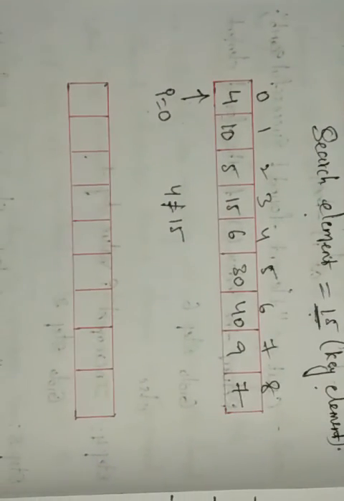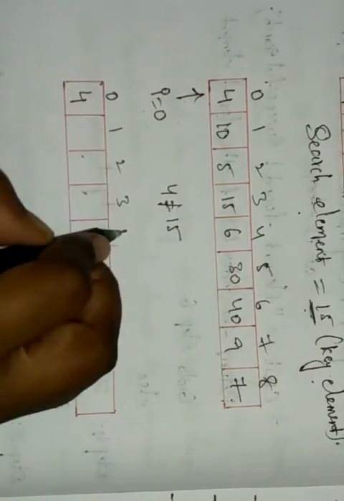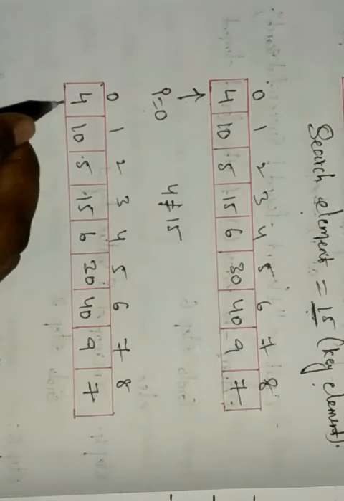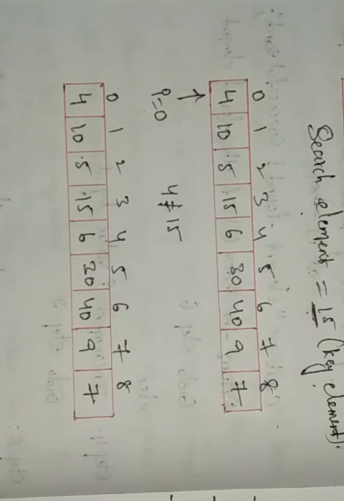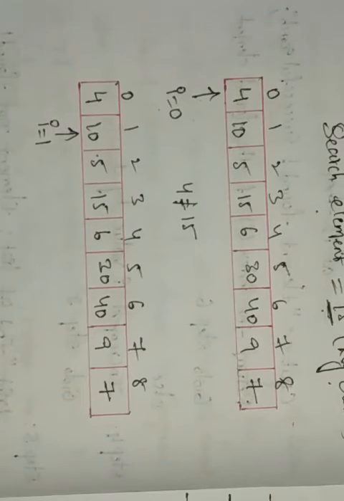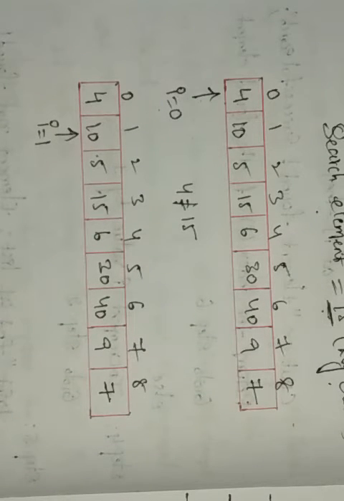Next, you can see again the indexes 0, 1, 2, 3, 4, 5, 6, 7 and 8, with the values 4, 10, 5, 15, 6, 30, 40, 9 and 7. The first element is not matched, so you can remove that one, meaning keep it aside. Then you move I now. I is equal to 1, increased by the value 1.